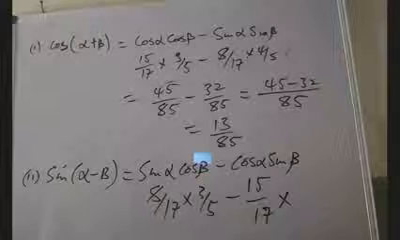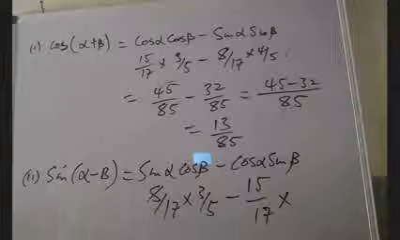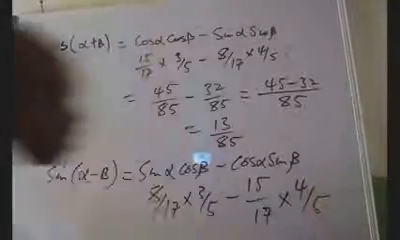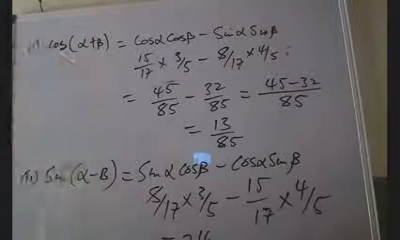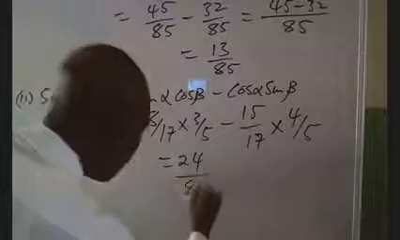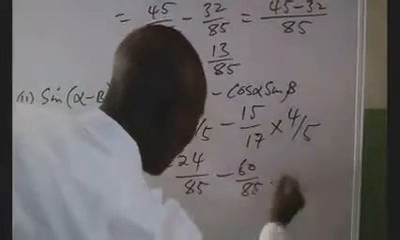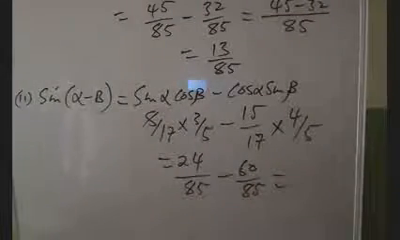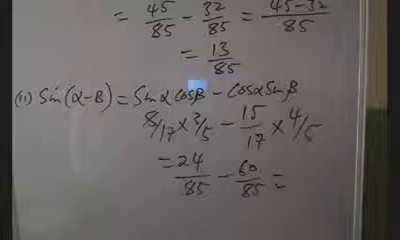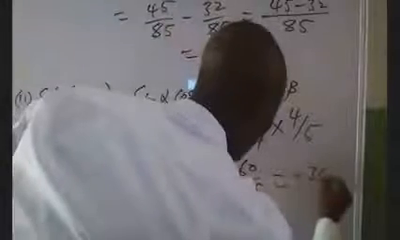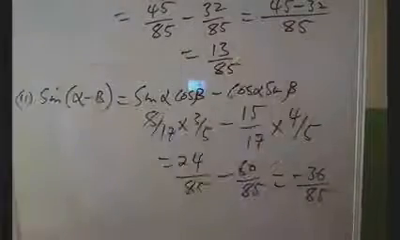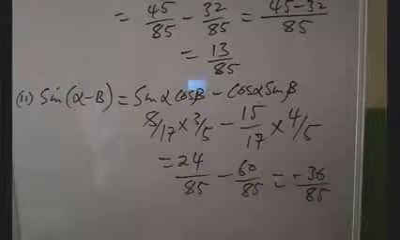Check what we just saw before now. That will give you 4 over 5. And if you multiply, this will be equal to 24 over 85 minus 60 over 85. And that will give us, if you subtract 24 minus 60, that is minus 36. Minus 36 over 85.